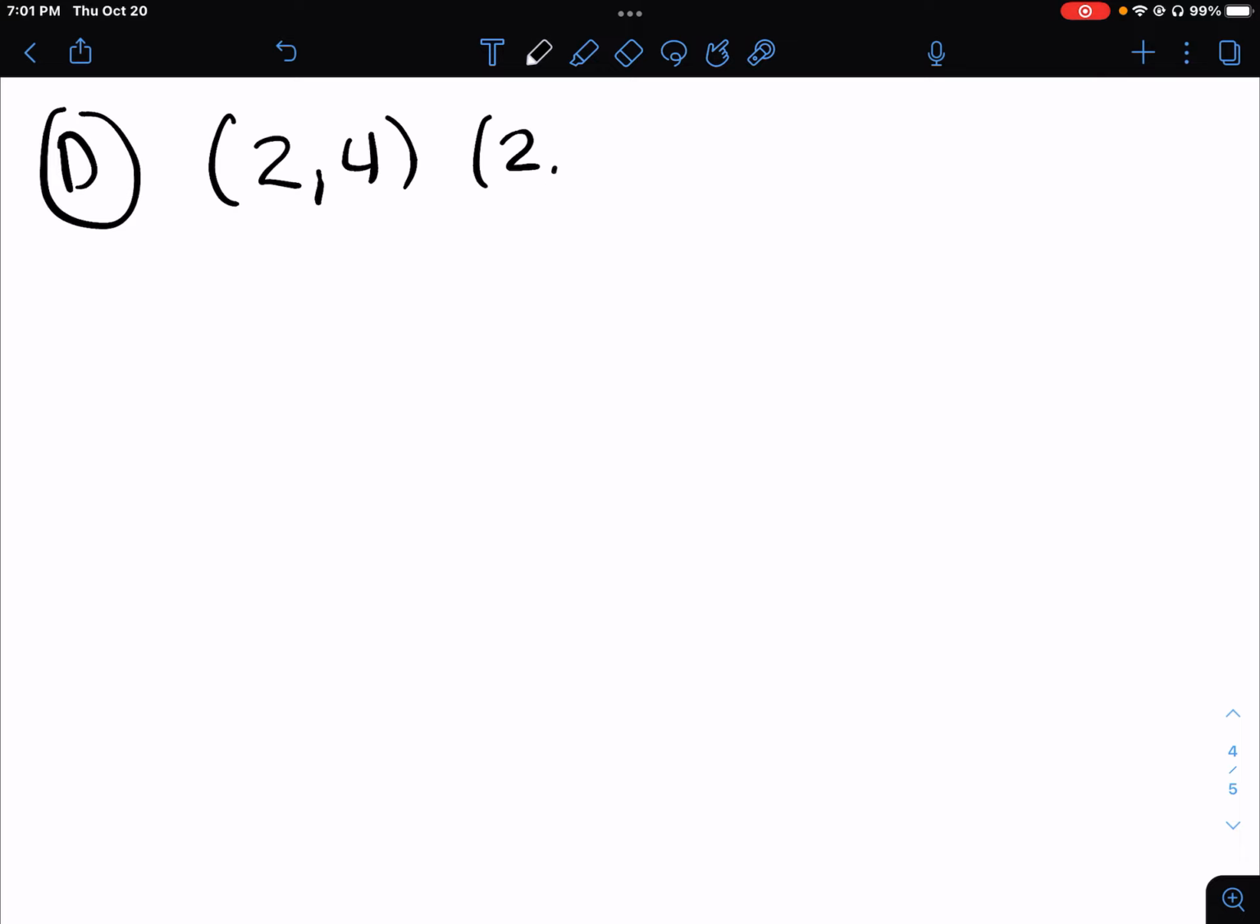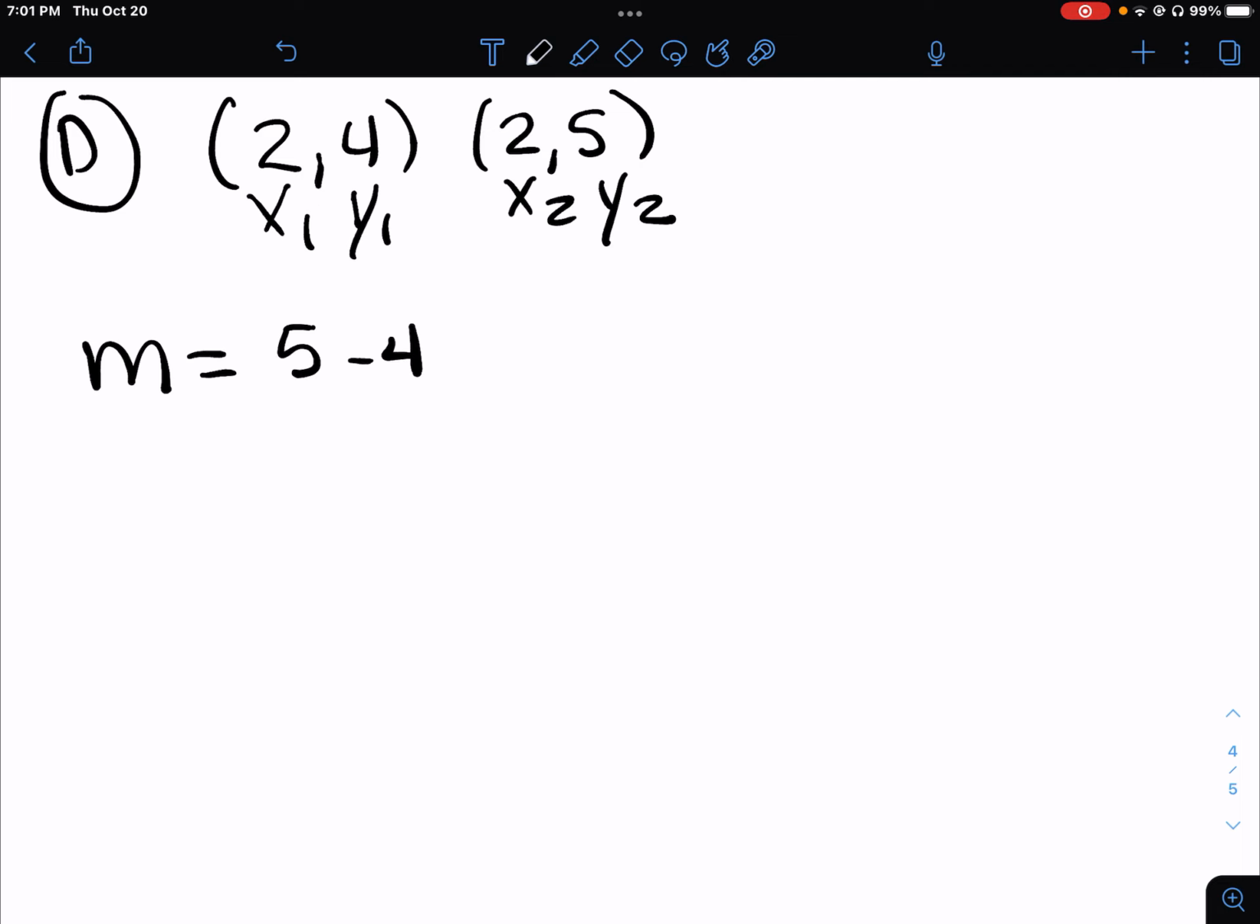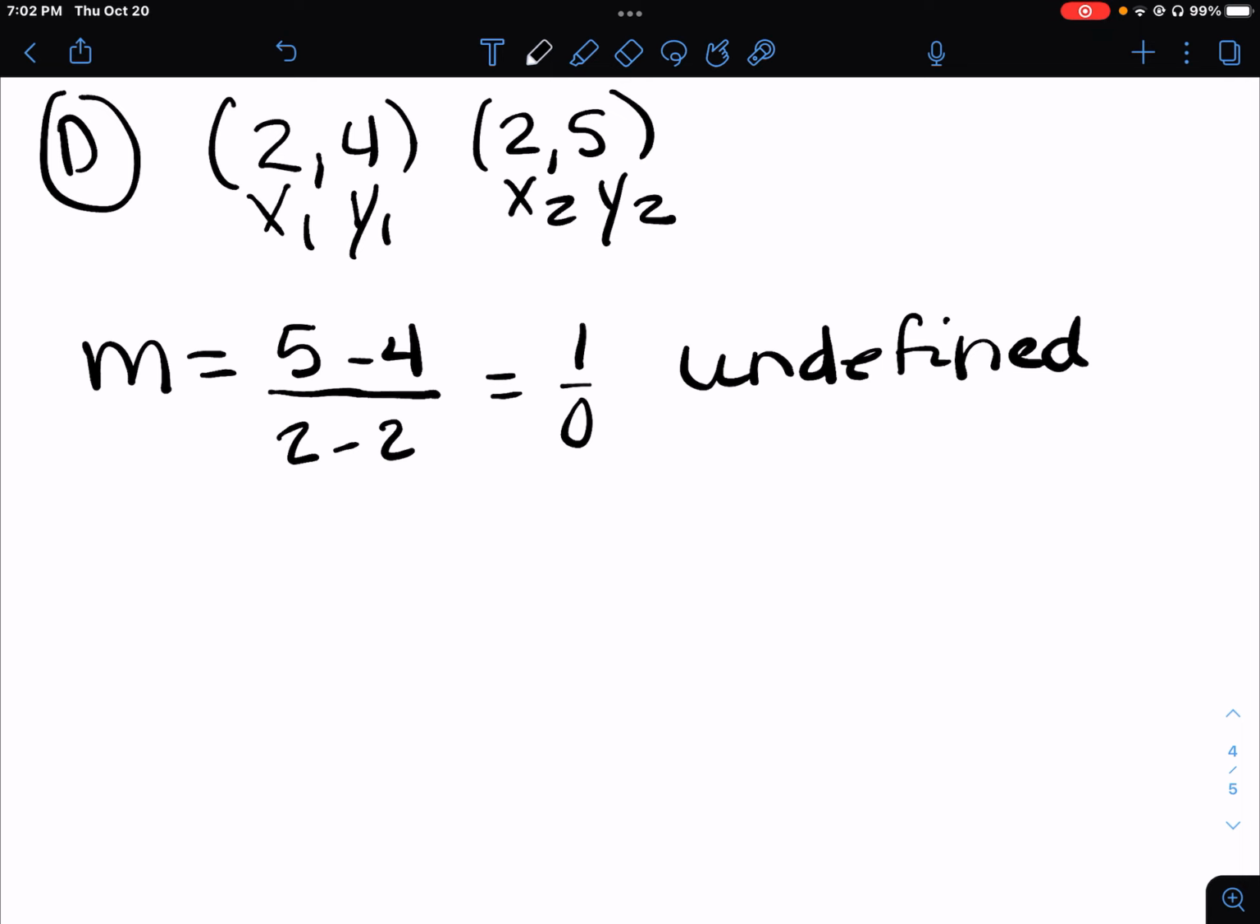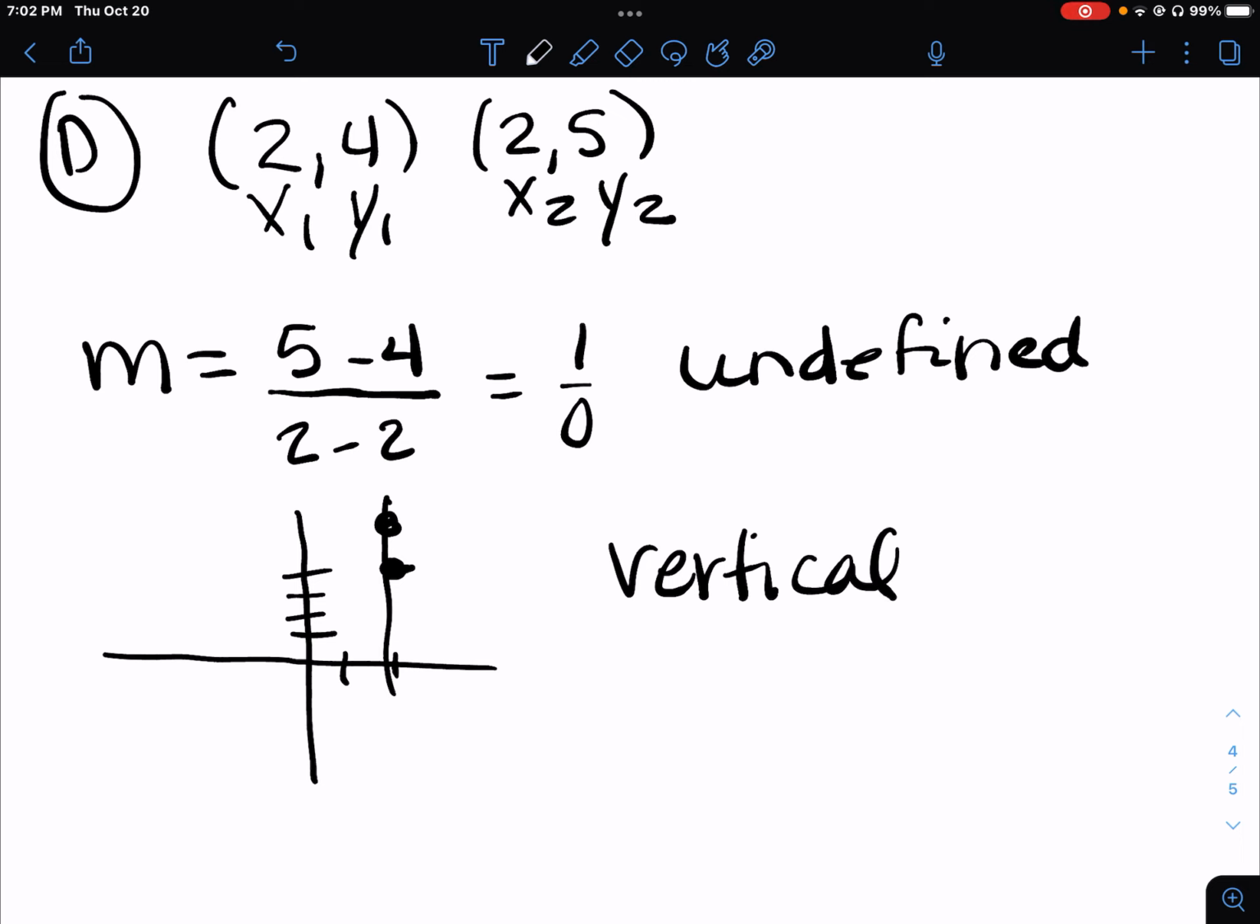Okay, 2, 4, and 2, 5. The slope here would be y2 minus y1, x2 minus x1. Anything divided by 0 is undefined. And let's see what that looks like. 2, 4, right 2, up 4. 2, 5 is right 2, up 5. Okay, and so that is our vertical line.